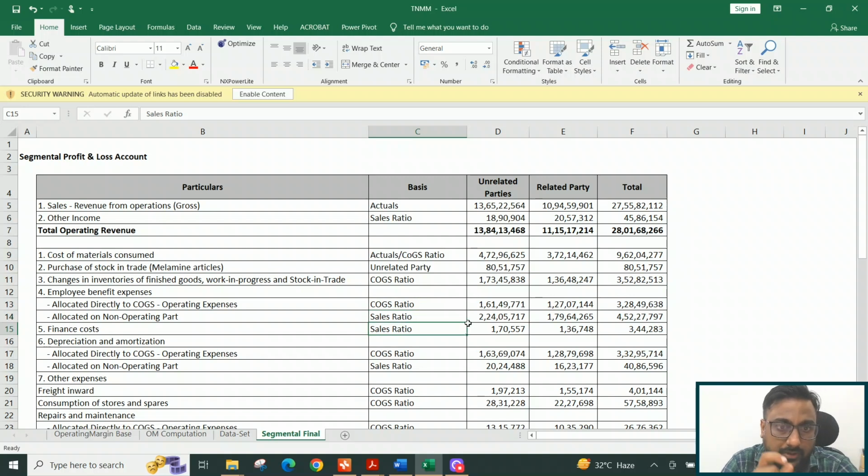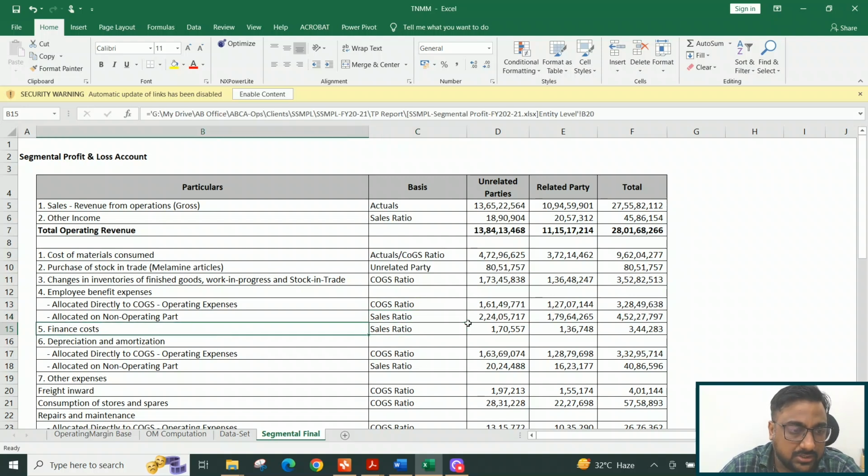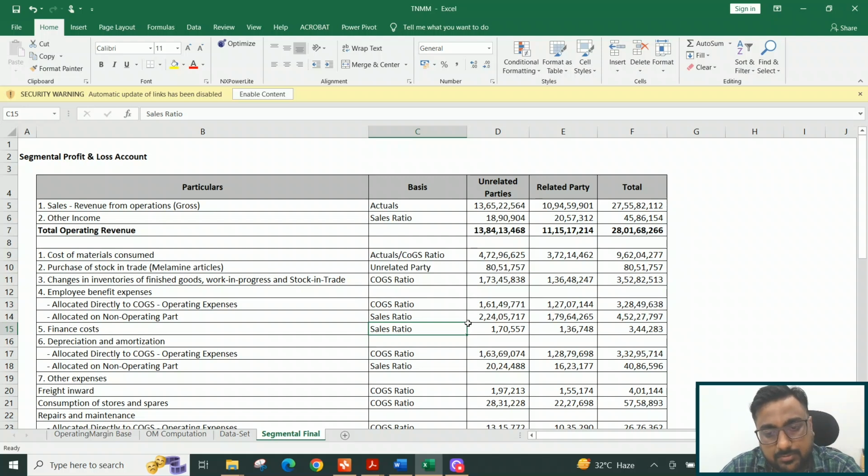I hope you can understand how easy this is getting, right? So financial cost: this would not include the interest but the bank charges. Now if the bank charges are towards the export of goods to the related party, then you may allocate an appropriate amount here rather than getting into the sales ratio part. So you need to stick to the actual part if you are getting that data.